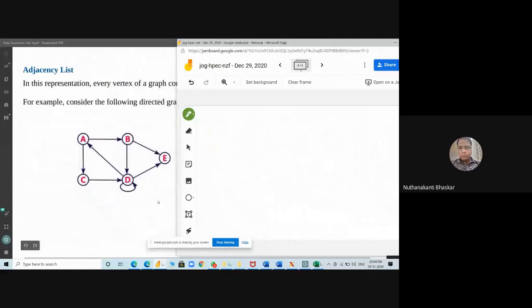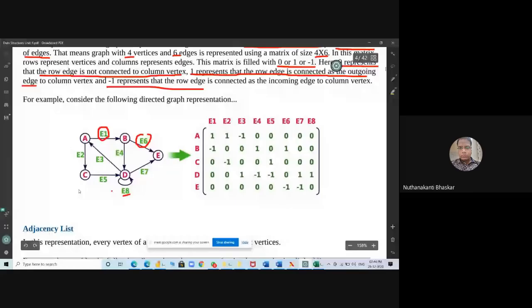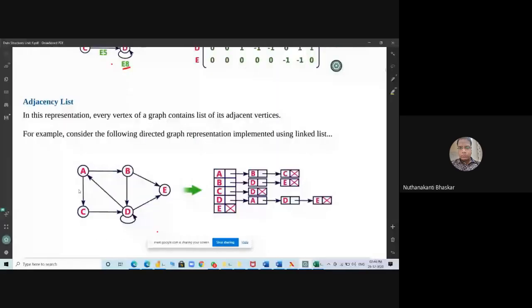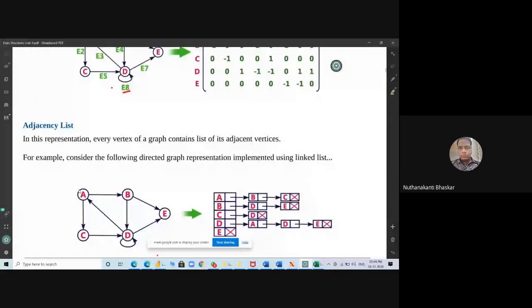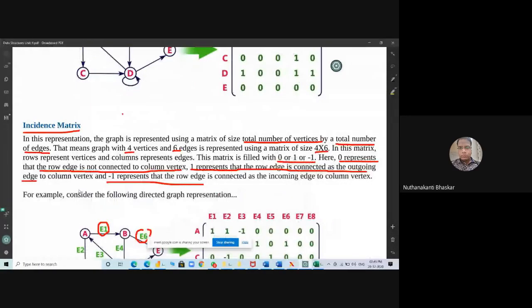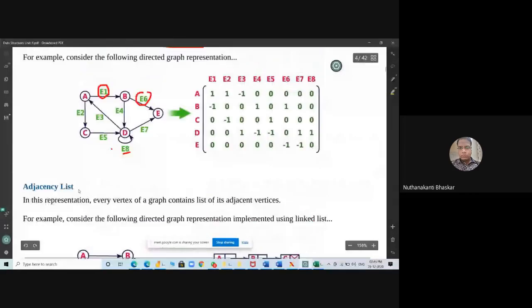Incidence matrices and adjacency list are only possible for directed graph. But adjacency matrices is for both. Remember this point, very important point. Adjacency list and incidence matrices only for directed graph. But adjacency matrices is for both directed or undirected. Clear that point. You remember that point.